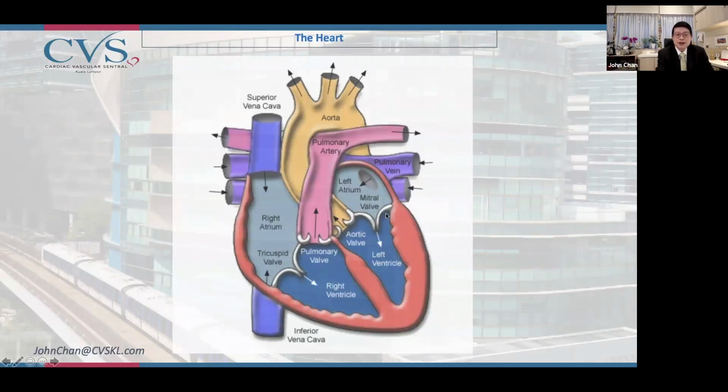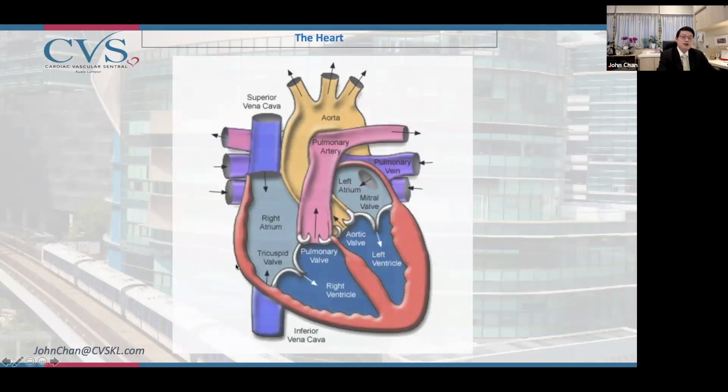So we have here the mitral valve, which separates the left ventricle from the left atrium. Then we have the aortic valve, which essentially separates the heart from the rest of the body. The aortic valve separates the left ventricle from the aorta. Then on the right side, you've got the tricuspid valve, which separates the right ventricle from the right atrium. And then we have the pulmonary valve, which separates the right ventricle from the pulmonary arteries.